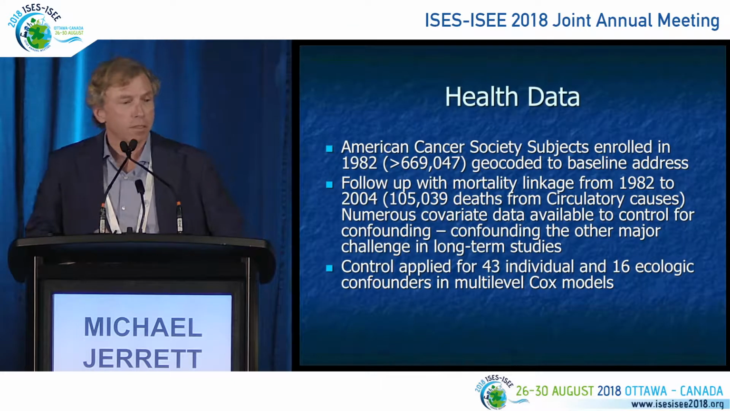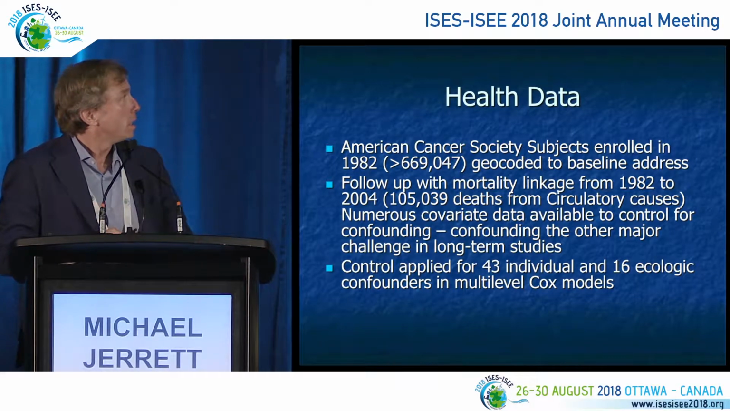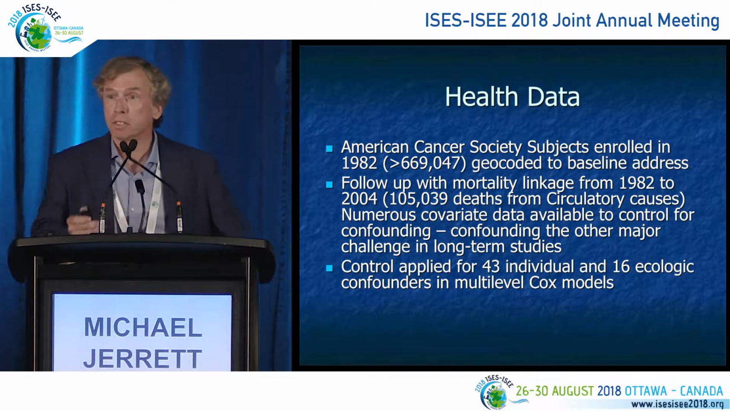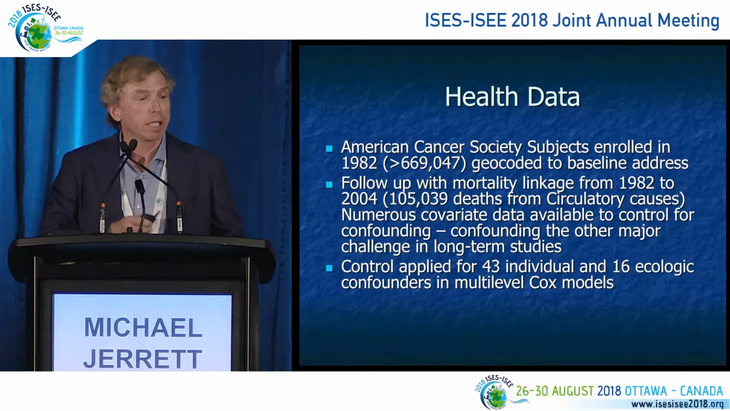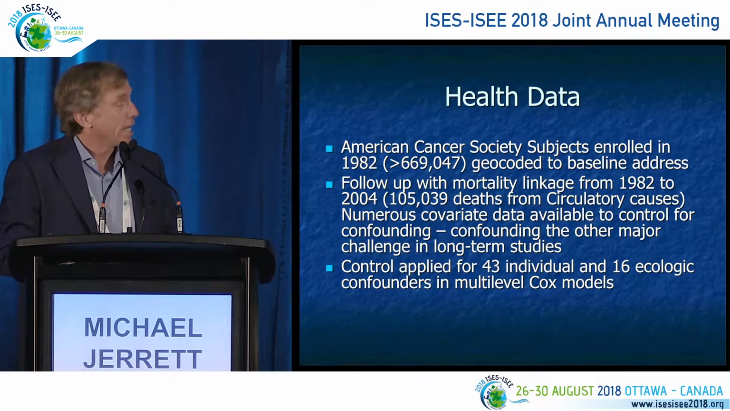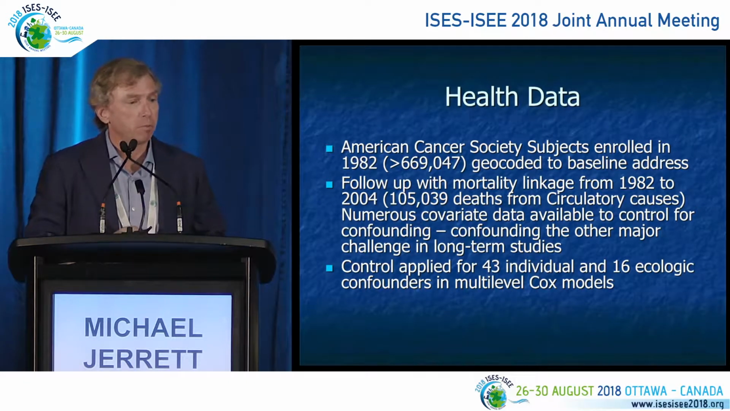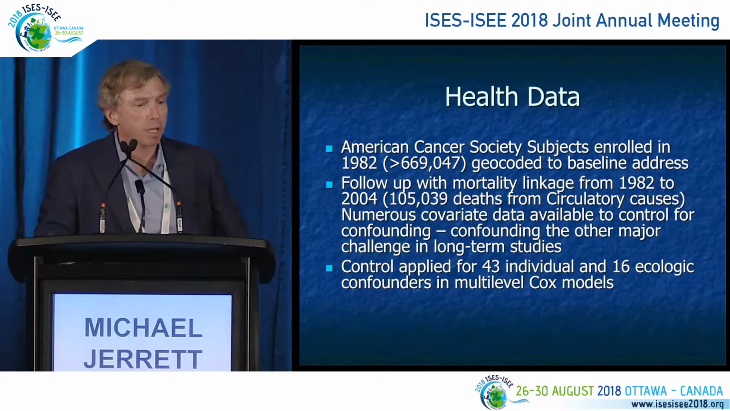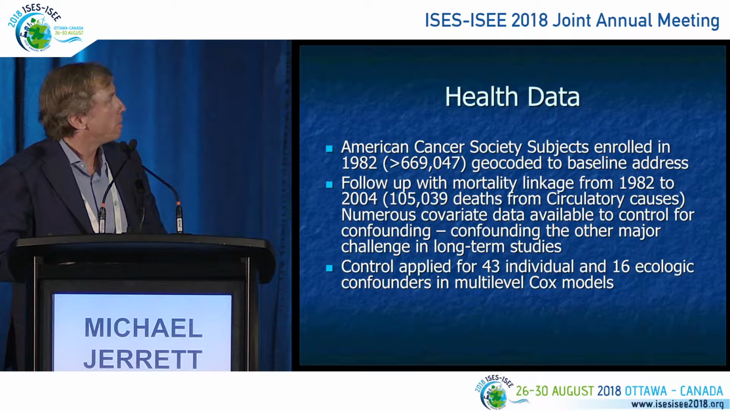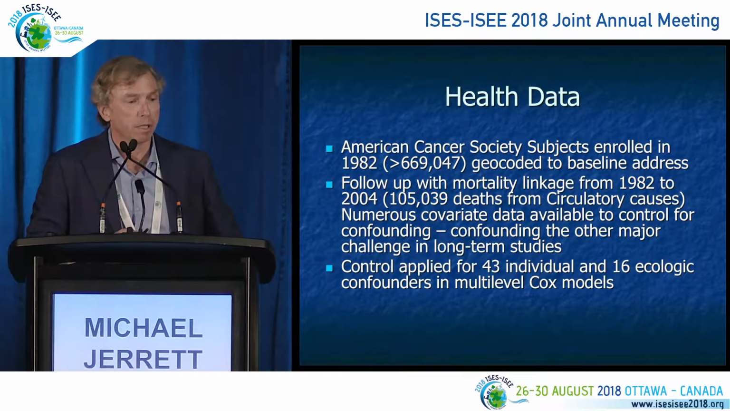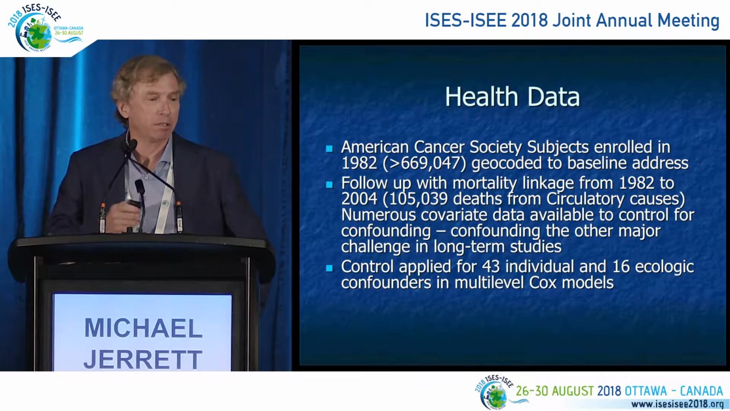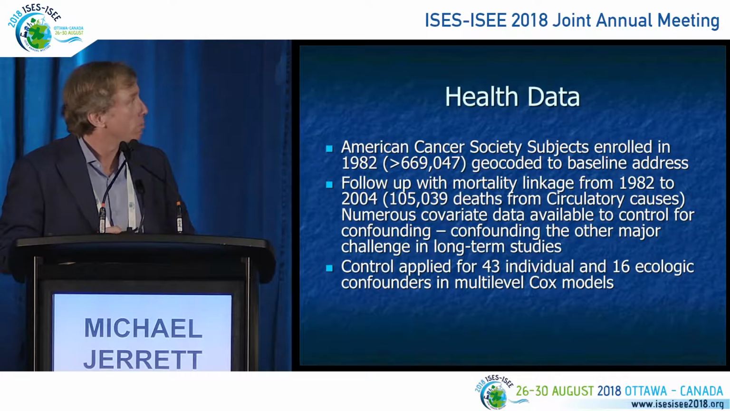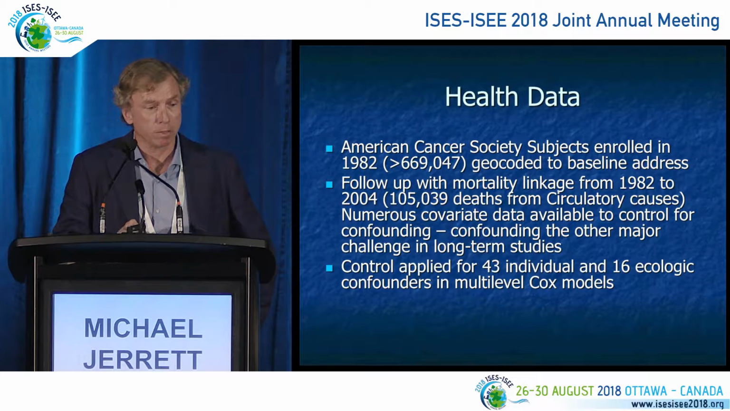Now the health data, it's enrolled in 1982. This is a bigger study than we were able to conduct before, precisely for the same reason Joel talked about, because we had national coverage. So we were able to get out of just those metropolitan areas. And so we increased the sample size by more than 50%. We had follow-up to 2004. And we had about 105,000 deaths, so tremendous amount of statistical power here. And then we controlled for 43 individual variables and 16 ecological variables in a Cox multi-level model that included both zip code influences and county level influences.